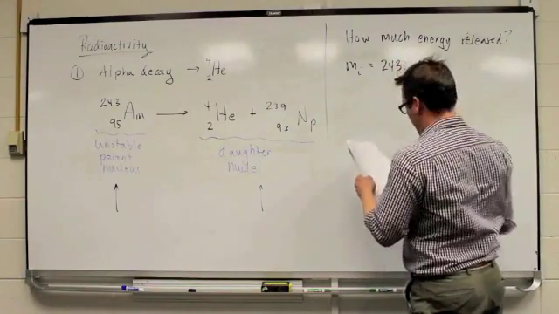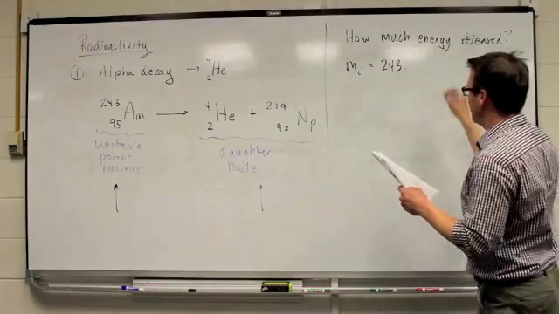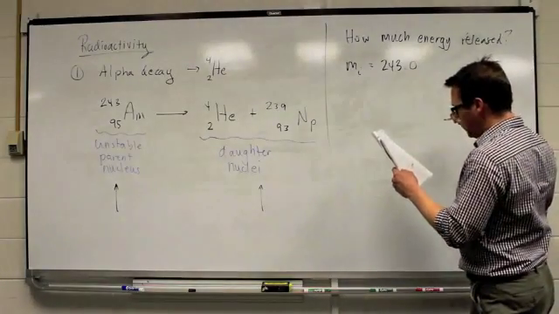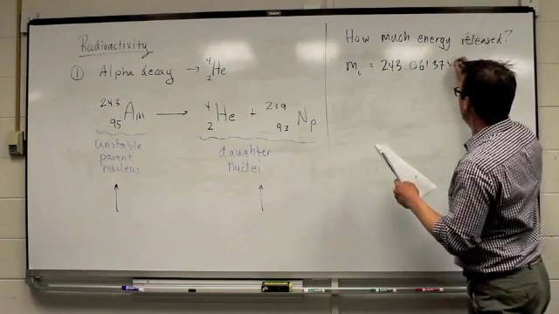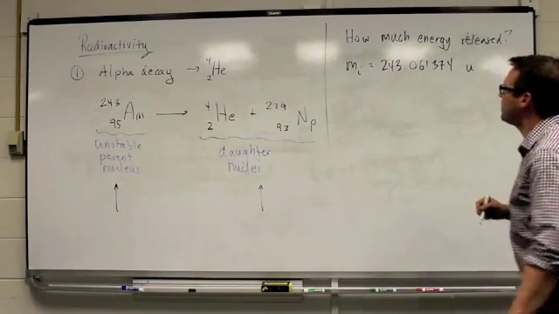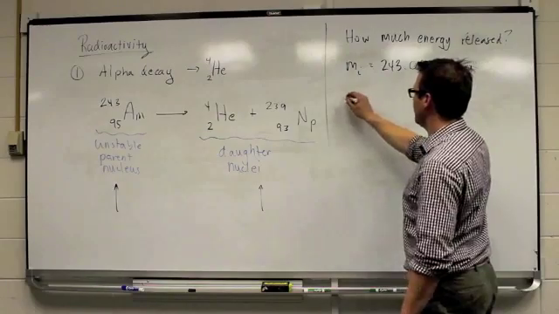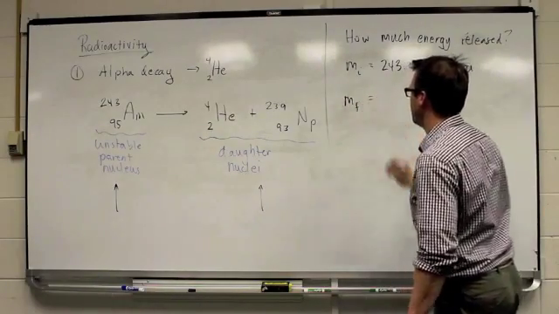243, and I'm going to keep a lot of significant digits here for reasons that you'll see. So it's 243.061374, and that's atomic mass units. That's what you typically find when you look in a table like that, something in atomic mass units.